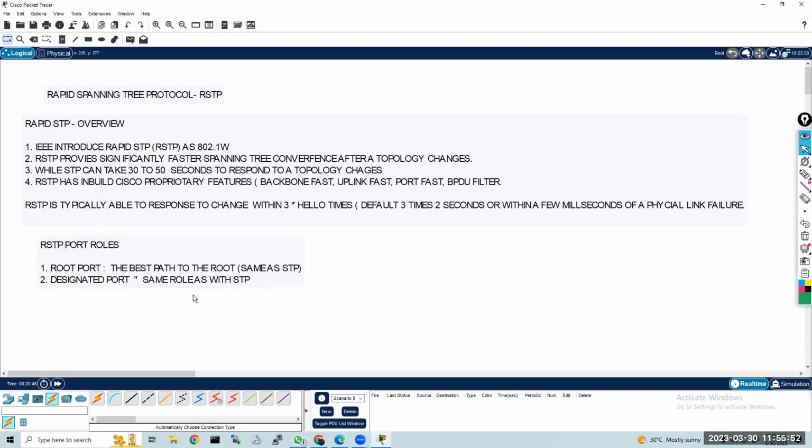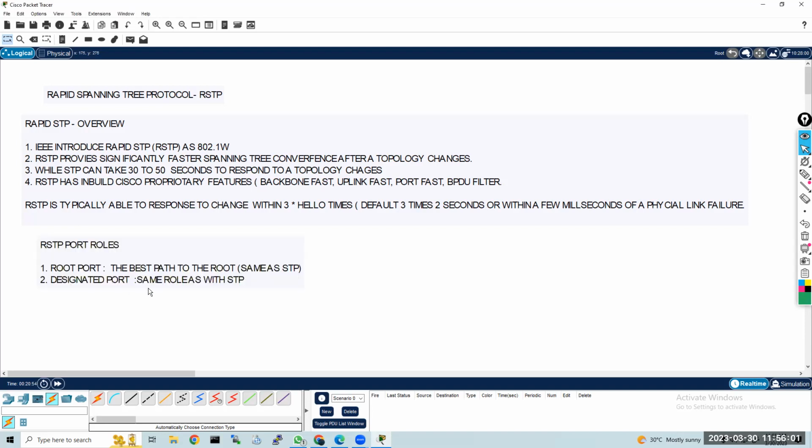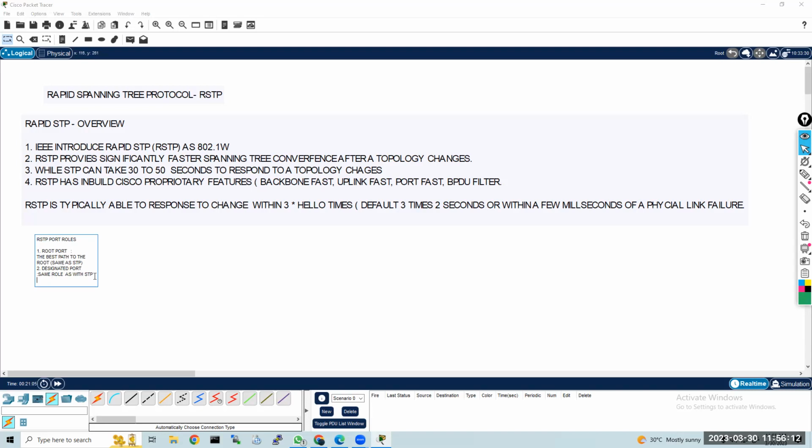Correct. I'm writing points here so that you can understand, right? Because I'm sharing this file, and I will do the lab in the same file. If you open this file, you can see this. I'm writing only the important points, guys.